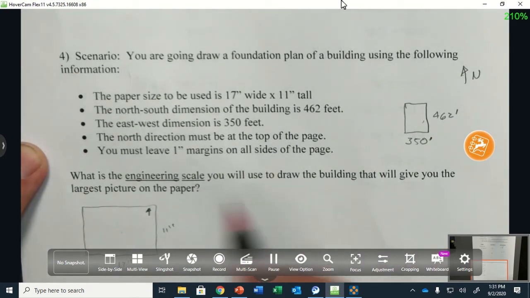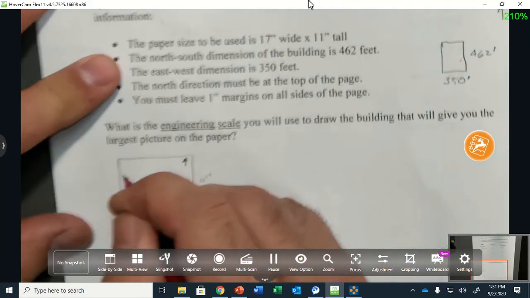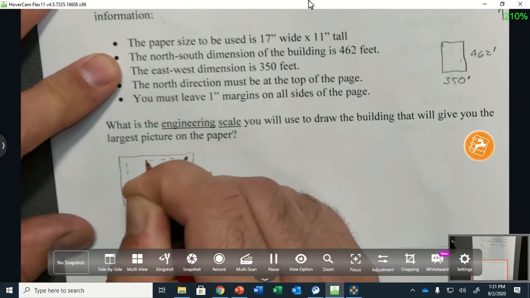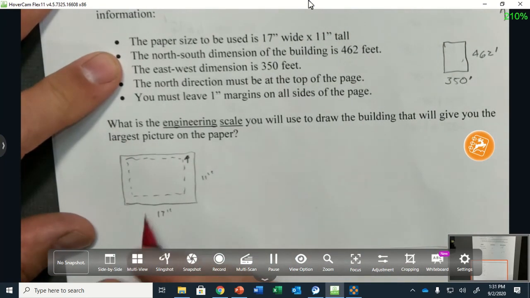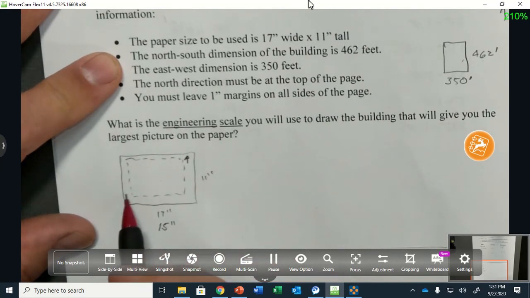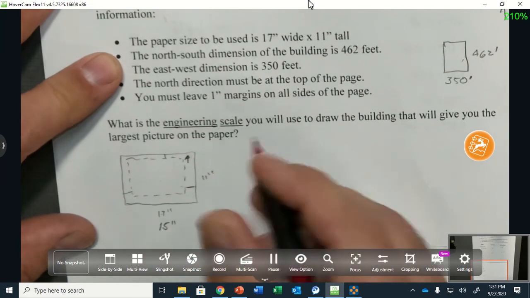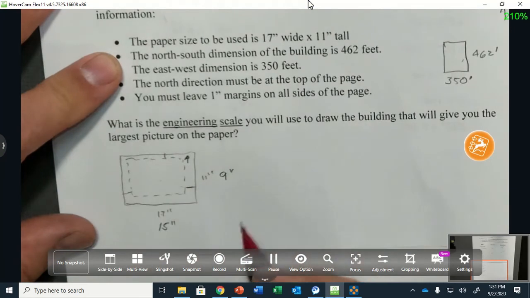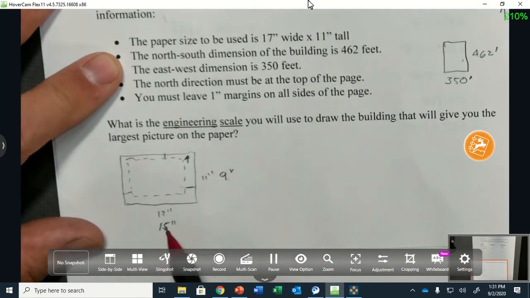Okay. You must leave 1 inch margins on the side of the paper. All right. So that means, right, because you got to have a border. Okay, so what does that mean? So that means now my paper space is actually 15 inches by 9 inches, because here's 1 inch, here's 1 inch, 17 minus 2, and 11 minus 2. Because I'm subtracting an inch here and an inch here. So I got to fit this building in this much paper space.